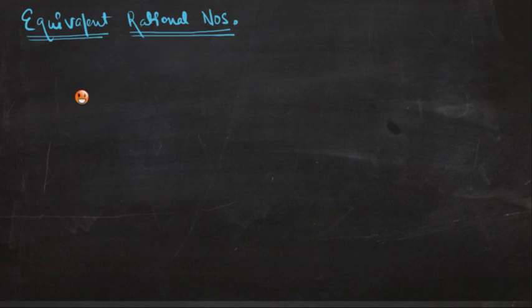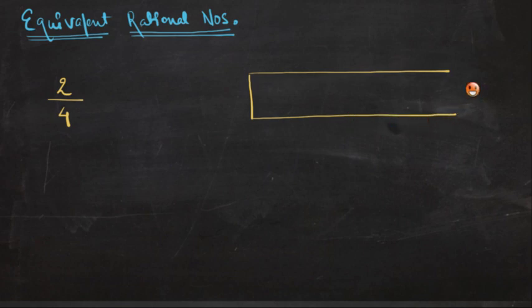So let's start with an example. Let's say that I have 2 upon 4. Let's first try to visualize this. What does this actually mean? So let's say that I have a big chocolate bar, something like this, and I divided this into 4 equal parts, 1, 2, 3 and 4. So I have divided this chocolate into 4 parts. Now the numerator is 2, which means we are talking about 2 parts out of these 4 parts.